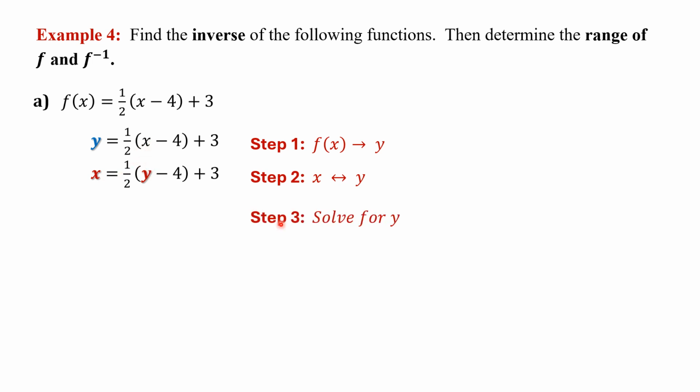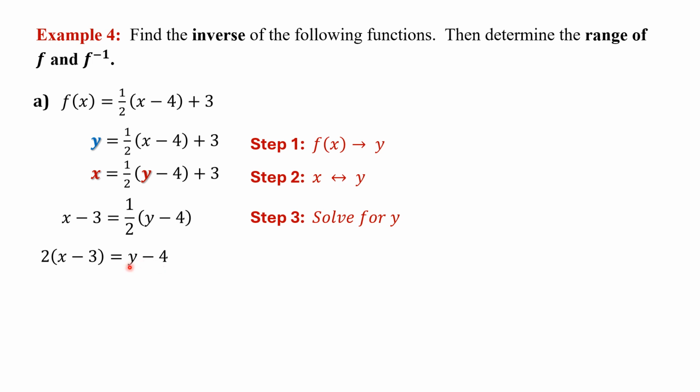And then for step 3, solve for y. Since y is in this term, we have to isolate this term. So moving 3 to the other side, it will give us x minus 3 equal to 1 half of y minus 4. And then getting rid of this 1 half because we're solving for y here, we can multiply both sides by 2. So 2 times x minus 3 is equal to y minus 4.